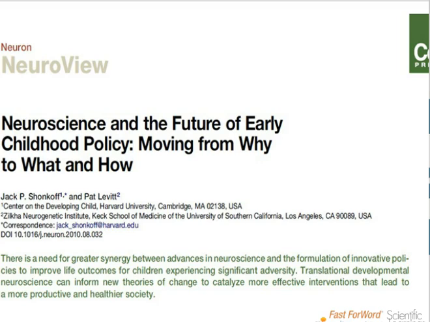So this gets us to the solution, which is what you're all hoping for, I'm sure, and that is an article and much research that's been done on educational neuroscience. This article was published just a few months ago in the journal Neuron, and the title of it you can see is Neuroscience in the Future of Early Childhood Policy: Moving from Why to What and How. We know that brain development is affected by poverty, by adverse experiences, and by stress, and that those often coalesce. What can we do about it? And that's where we want to get into solutions.